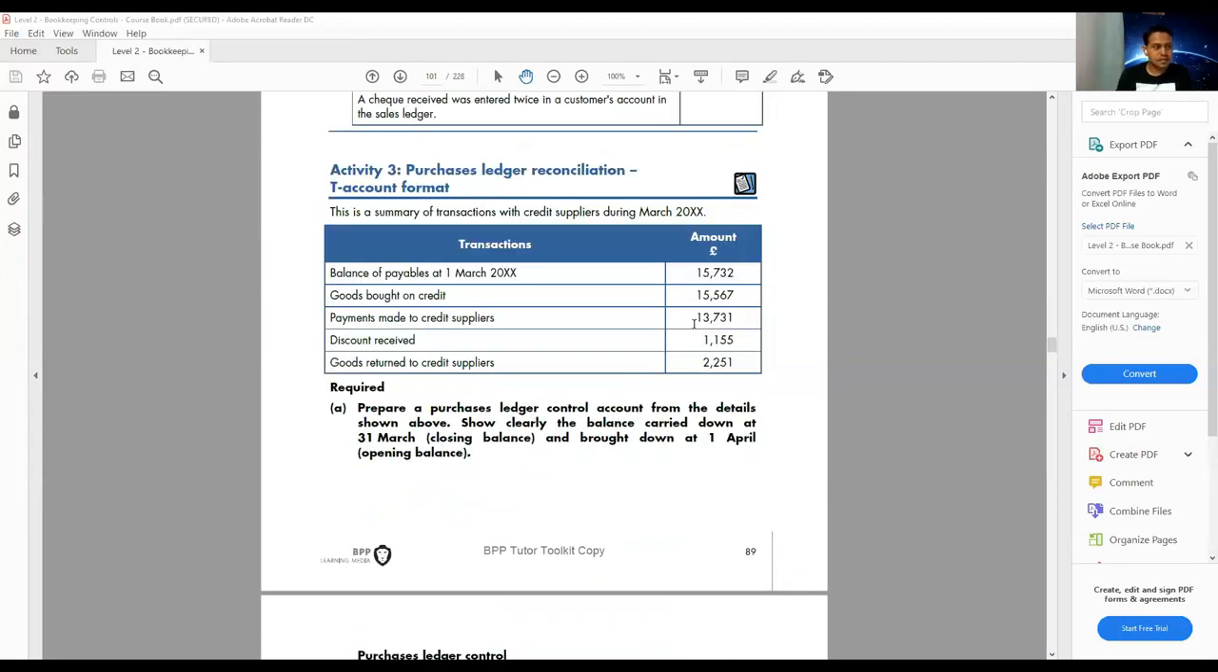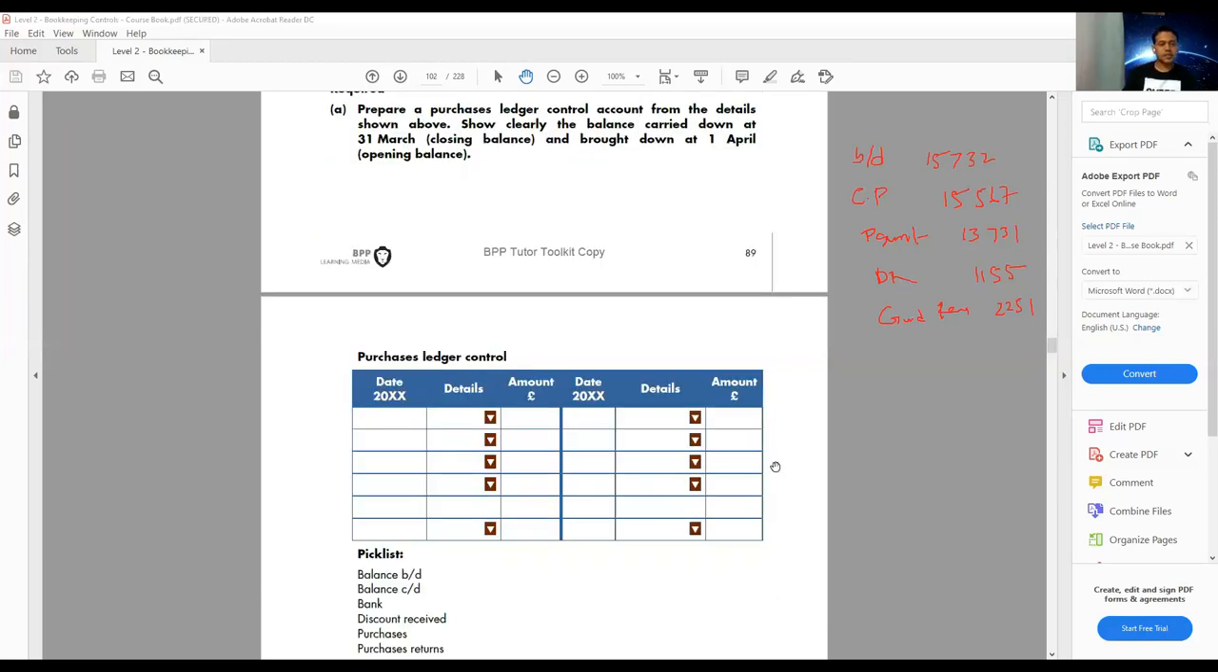What is the reconciliation balance? I'm going to write down these figures in the corner because we cannot see everything at the same time. So let's write it down before we move. Opening balance b/d is 15,732. Then credit purchases are 15,567. Then you have payments of 13,731. Then discount received of 1,155. Then goods returned of 2,251. That's it. So let's move on to the question on the purchase ledger control.